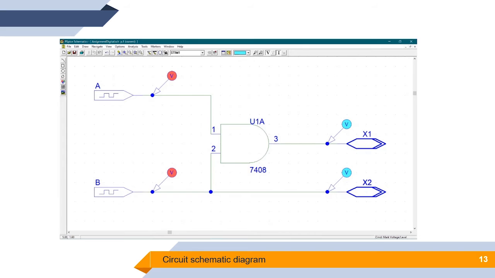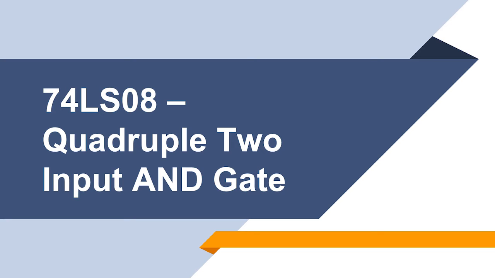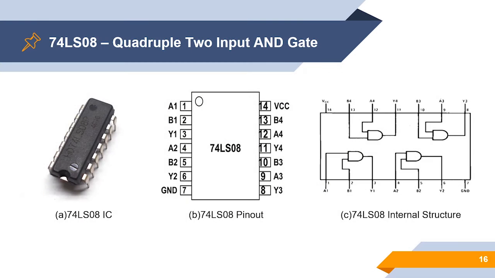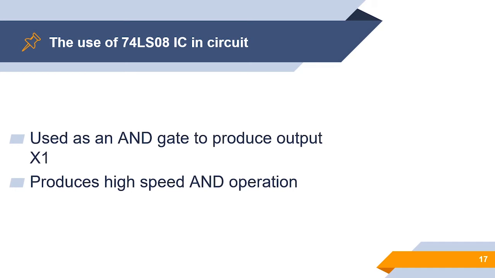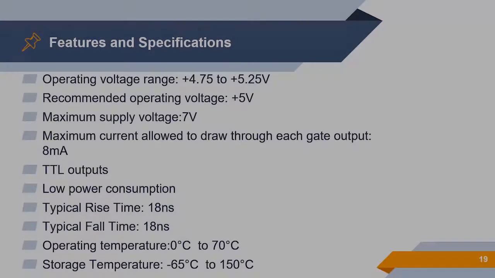This is our circuit schematic diagram using PSpice. We use only one AND gate IC. And for the design consideration, we use the 74LS08 IC, quadruple 2-input AND gate, used as an AND gate to produce output x1 and provides high speed operation. This is the pin configuration for the IC.